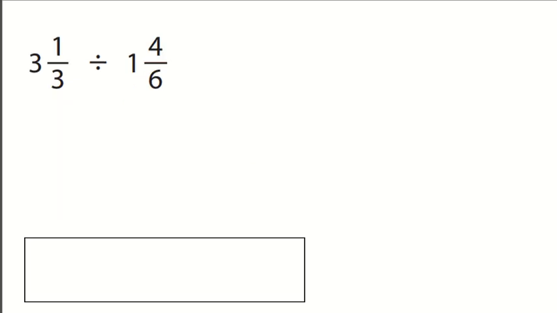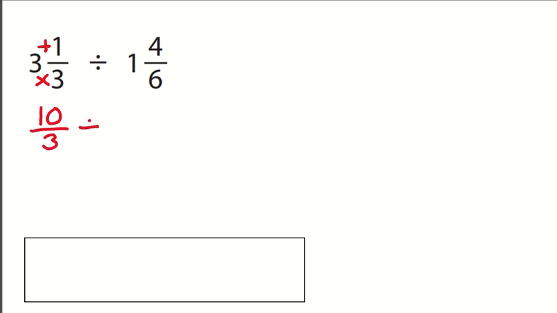Let's do this one right here. Once again, we have to add the extra step of turning these mixed numbers into improper fractions by simply multiplying and then adding. So 3 times 3 is 9, and 9 plus 1 is 10. Go ahead and put our 10 up the top, and then our denominator stays the same.